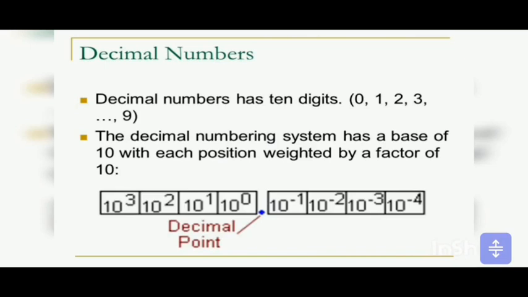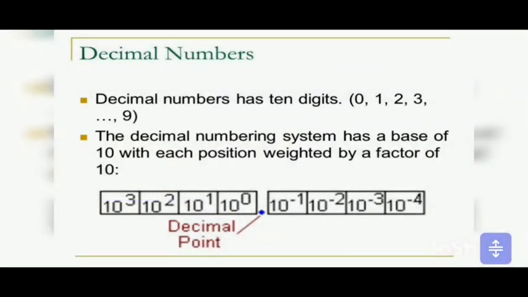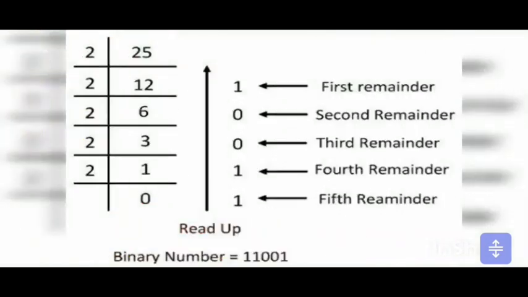Now, the decimal number system has 10 digits. The decimal number system has a base of 10, with each position weighted by a factor of 10. Now we have to convert a decimal number into binary form. For converting, in the example I have taken the number 25. Every time the number will be divided by 2, because we have to convert it into binary form.